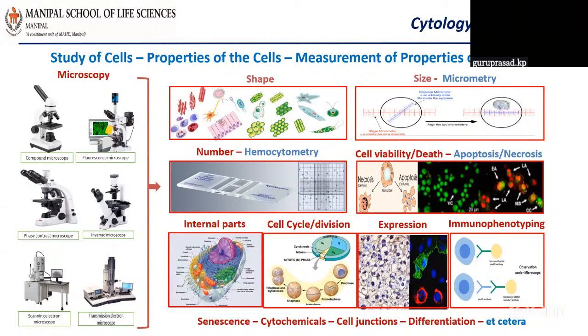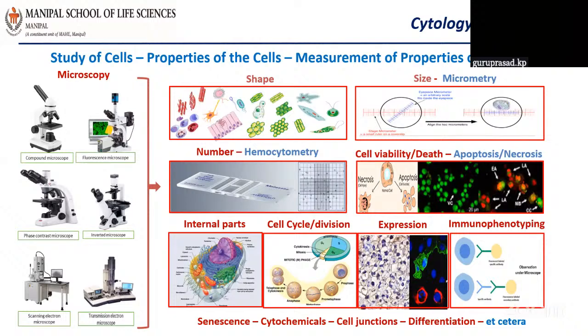In addition, there is the expression of a product. For example, if insulin is produced in the beta cells of the islets of Langerhans, how can I identify that insulin is produced there?